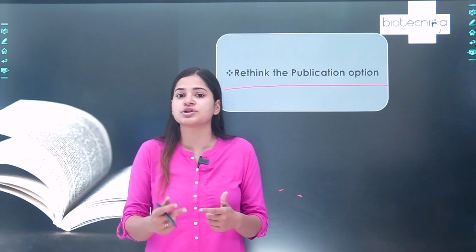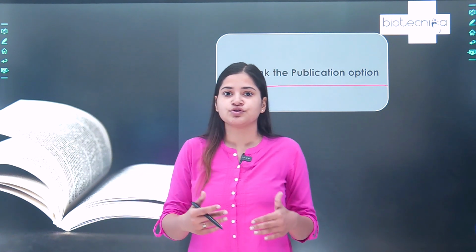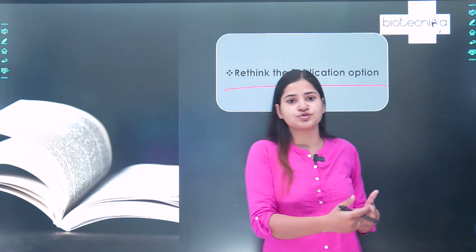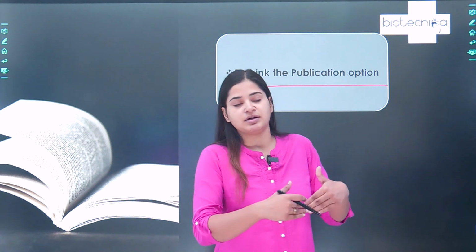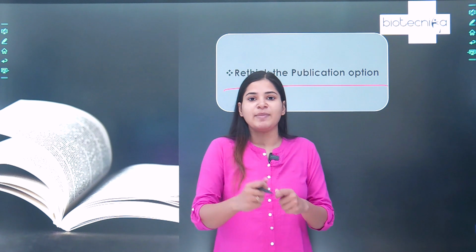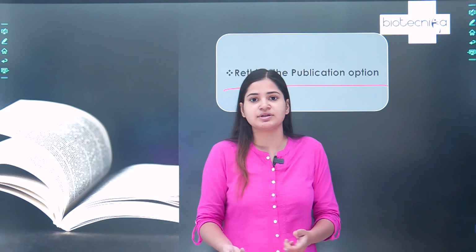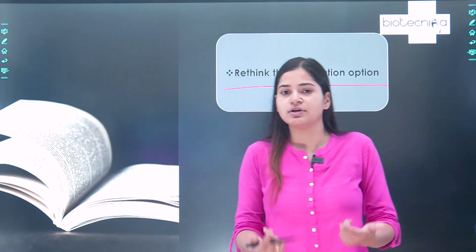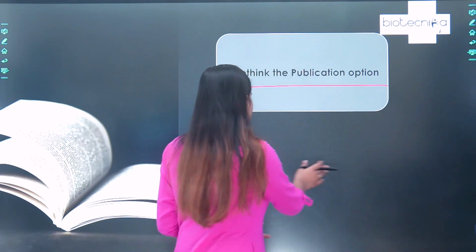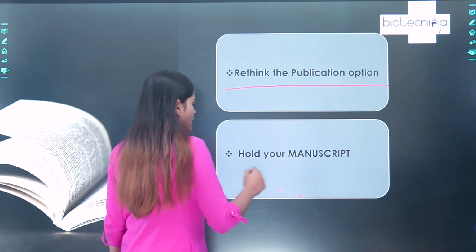So publication option is also really necessary. You should consult with your institution on how their publication strategy works, and how they manage their access to the different research journals. Knowing this, making a note of it, and then trying to apply to a different research journal is really effective. The next one is hold your manuscript.